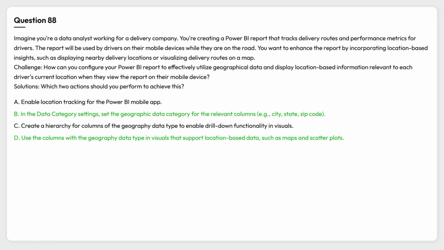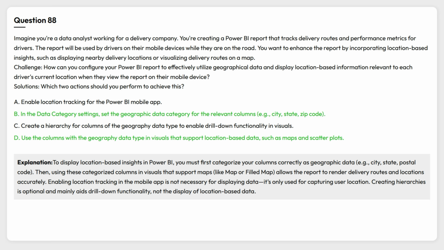The correct answers are option B: in the data category settings, set the geographic data category for the relevant columns. Example: city, state, zip code. And option D: use the columns with the geography data type in visuals that support location-based data such as maps and scatter plots.